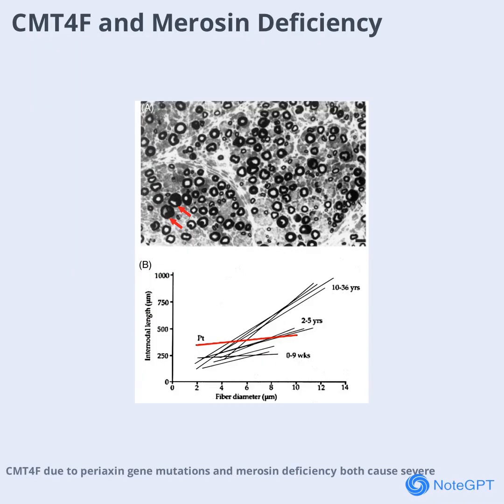CMT4F, due to periaxin gene mutations, and merosin deficiency both cause severe early onset neuropathies with uniformly slow conduction velocities. Pathology reveals very thin myelin, short internodes, and frequent onion bulbs. These findings underscore the importance of Schwann cell axon interactions in maintaining normal conduction. In merosin deficiency, the pattern of internodal length resembles that of newborns, supporting a developmental origin.